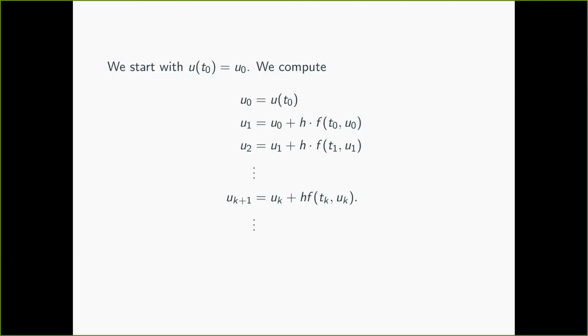So we start with the initial value, and then we compute approximations of u at time t1, t2, t3, successively using this recursive formula here. We use the approximation at time tk to get another approximation at time tk plus 1.